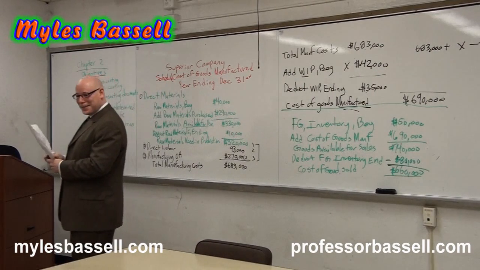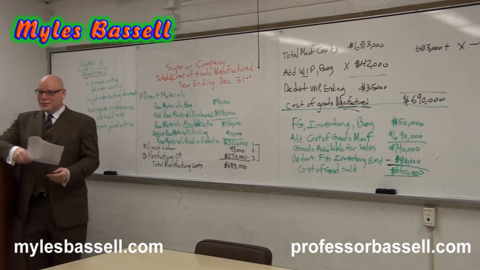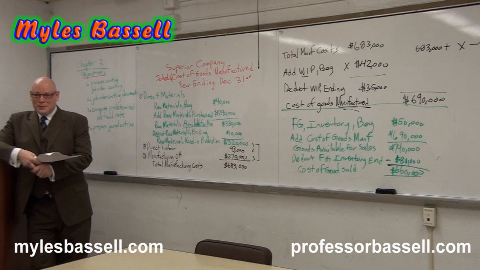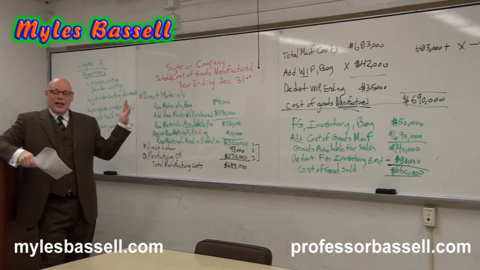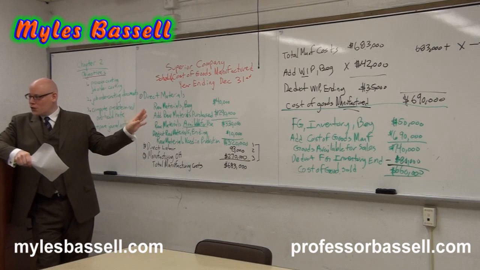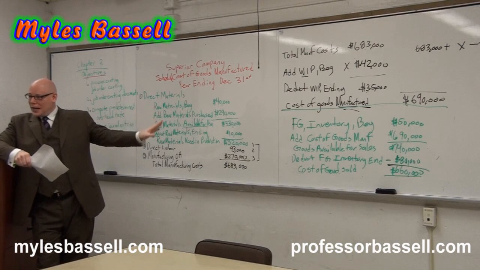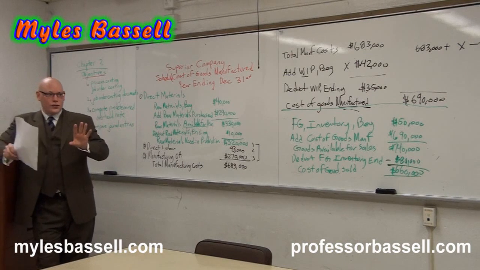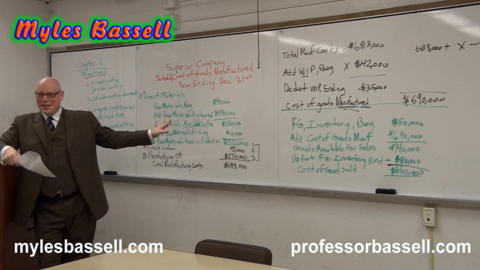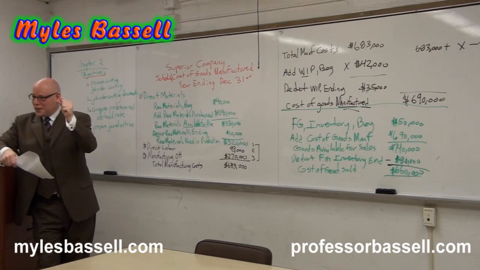Fun, right? So are you going to be able to do this on the exam? Because on the exam, you're going to have to do a schedule of cost of goods manufactured and this abbreviated income statement. No tricks, no games, just like this. You can do it. Yes, you can.